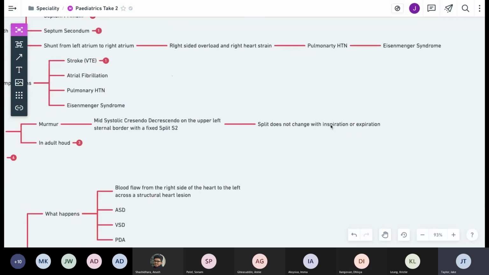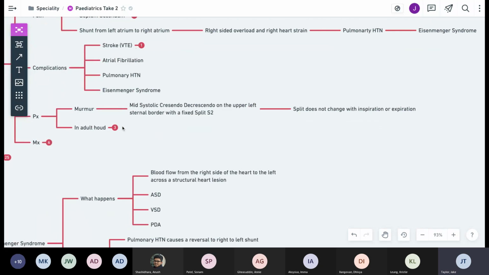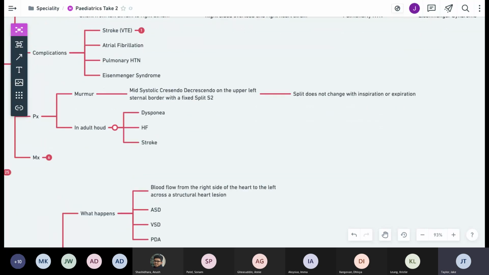Does that make sense to everyone? Because that always confuses me, what they mean by split S2. So split S2 normally means that the pulmonary valve closes after the aortic valve, but that only happens in inspiration. When it's fixed split, that's because there's more blood going through the right-hand side of the heart than the left. So it could be a sign of right-sided heart failure, or also because there's just more blood going through it. Okay? I don't know what I was meant to say.